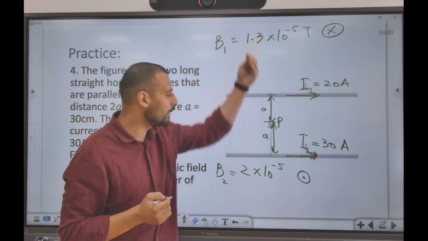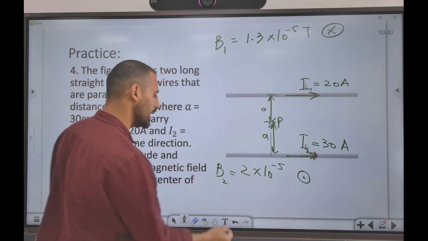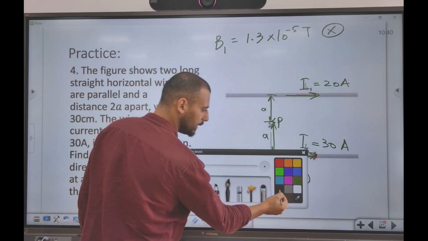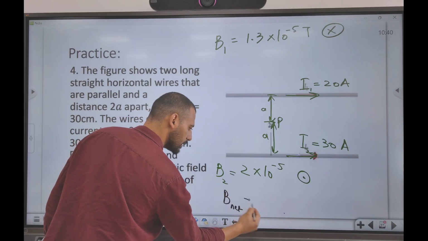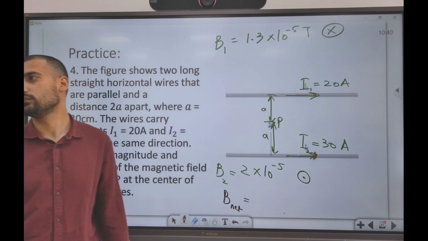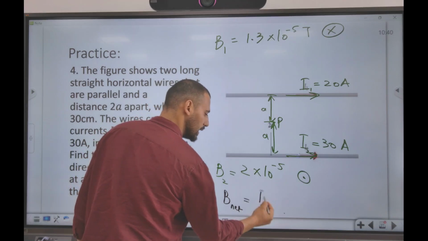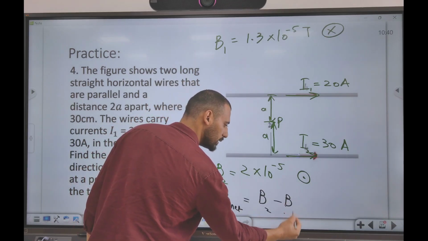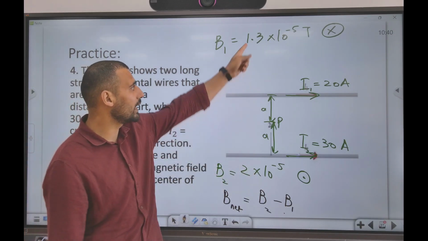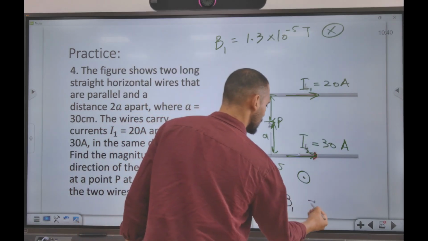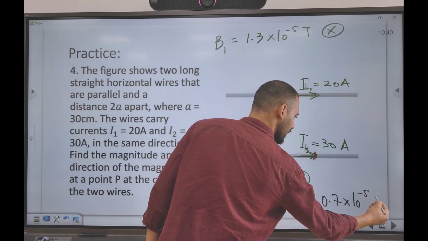Now we have two magnetic fields, but they are in opposite directions. Therefore, the net magnetic field will be evaluated by which magnetic field is more. The second one, right? Therefore, it will be B2 minus B1. Is that clear? So that means 2 minus 1.3. Answer would be 0.7 times 10 to the power negative 5 Tesla.